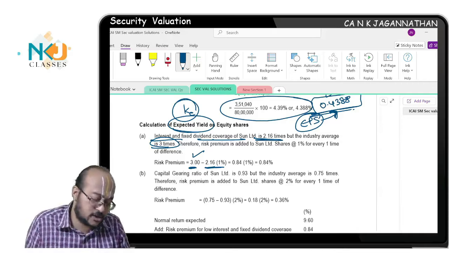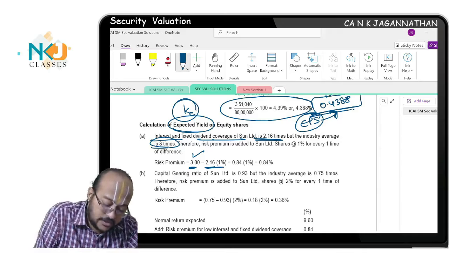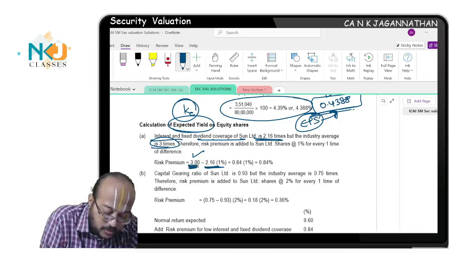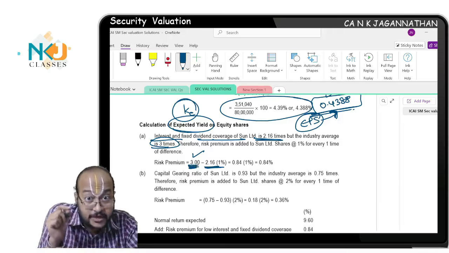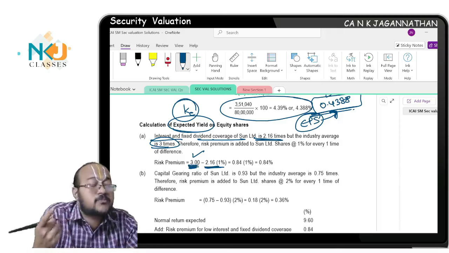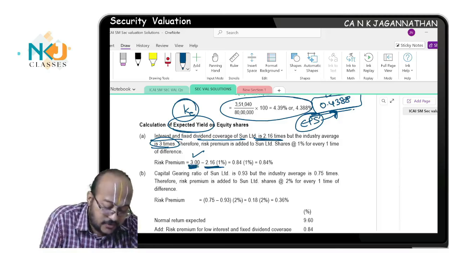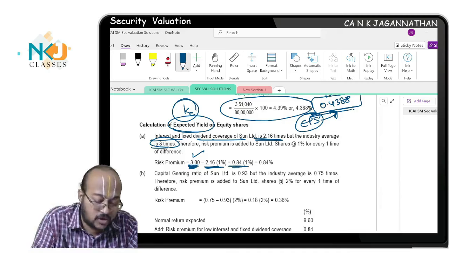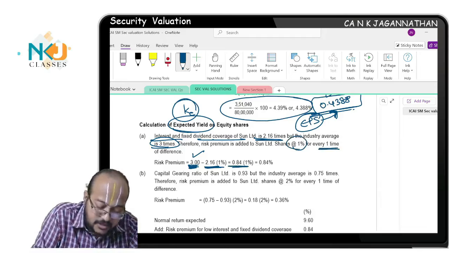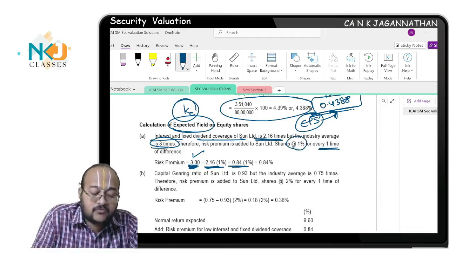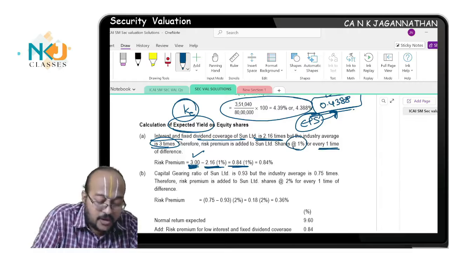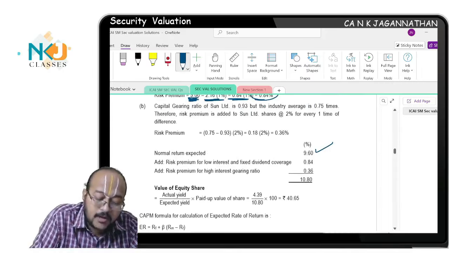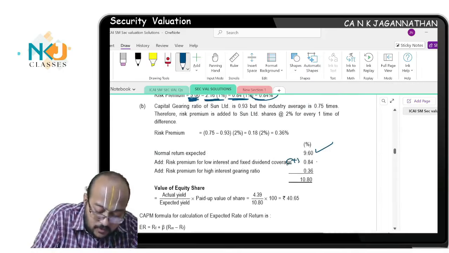Less the interest coverage ratio, your risk will be higher, which means 3.3% minus 2.16. Your coverage ratio is only 2.16%, which means you have to add a premium to the discount. The difference is 0.84. For every 1%, I will add 1%. Which means for every 0.84, you will add 0.84% to the 9.6. 9.6 is the original KE, plus 0.84 you will add.